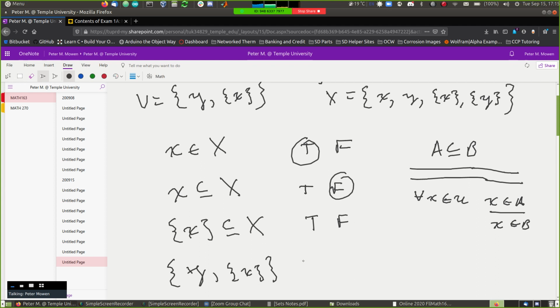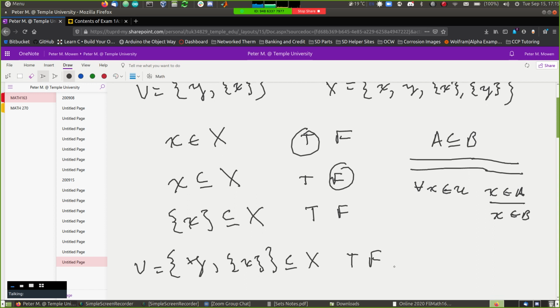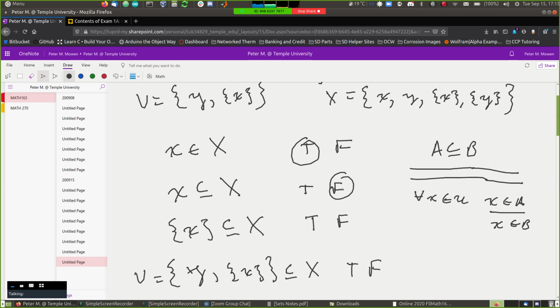That's a y. x. So is V, which is equal to the set containing y, comma, the set containing x, is that a subset of X? True or false? Right. Why is that true?